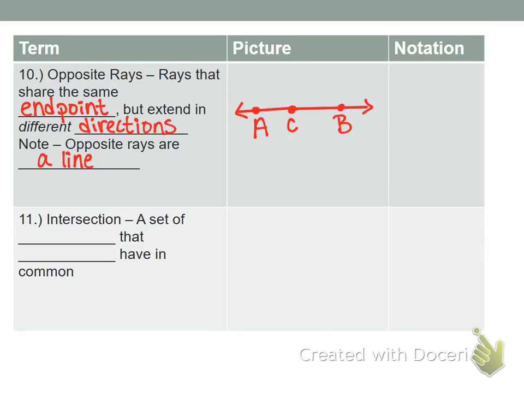And we could name both of these rays, so I'll just do the shorthand only this time. We have ray CB. We also have ray CA. When we put them together, they form a line, so you could also call this line AB, line AC, line BA. We have lots and lots and lots of options for naming the line. I won't list them all out.